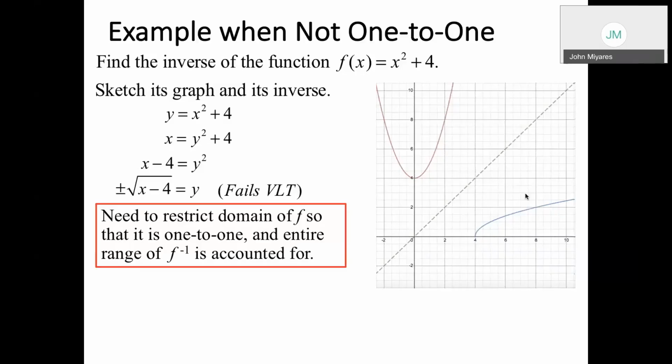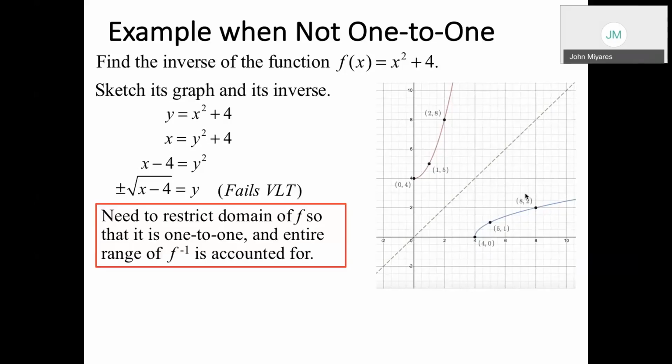The corresponding change to the original function would be to remove the left half of the red parabola. So now we're only going to be considering positive x values. Now my red graph is going to pass both the horizontal and vertical line tests, making it a one-to-one function. When we look at some specific points on this graph, looking at the red parabola, we have (0, 4), (1, 5), and (2, 8). While on the blue graph, we have the points (4, 0), (5, 1), and (8, 2).